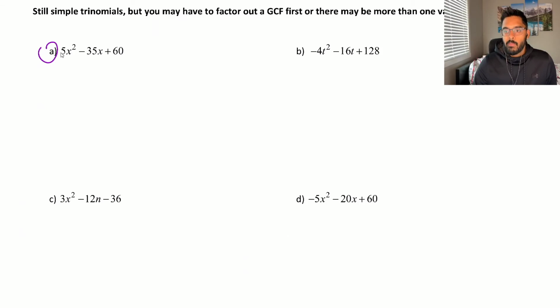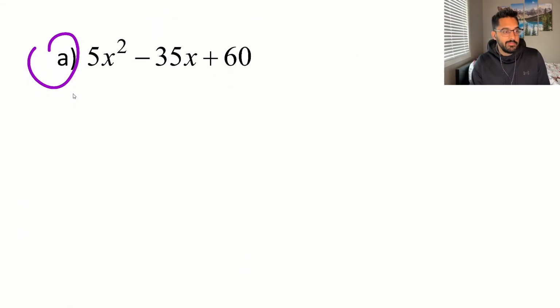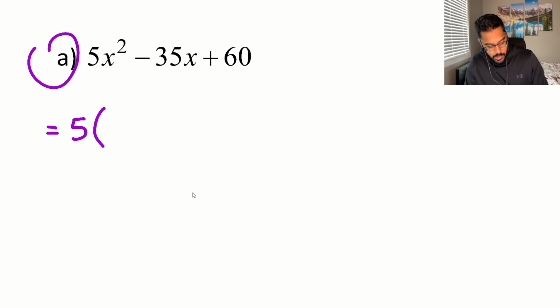So here, if we look at this, my a is not 1 at the moment. So this makes this a little bit tricky right now. So let's see if there's a greatest common factor that comes out. Each of those coefficients, 5, 35, and 60, they all share a common factor. It's usually going to be the number in front of your x squared, your leading coefficient. So we'll take out a 5 from each term. Inside the brackets, that leaves us with x squared minus 7x plus 12, I believe.